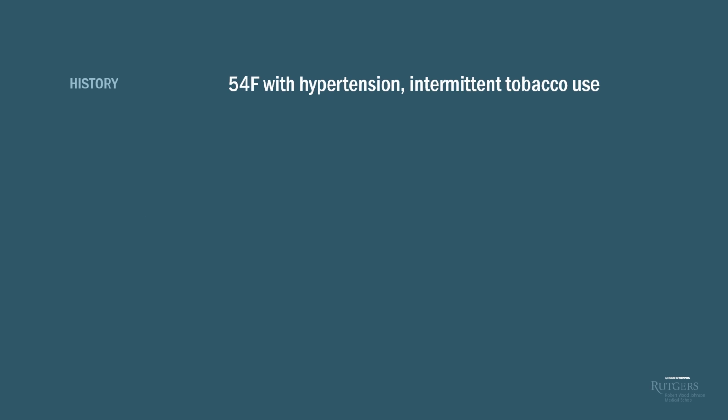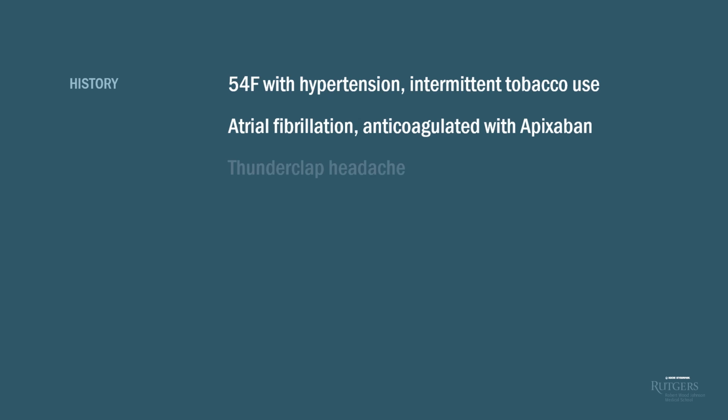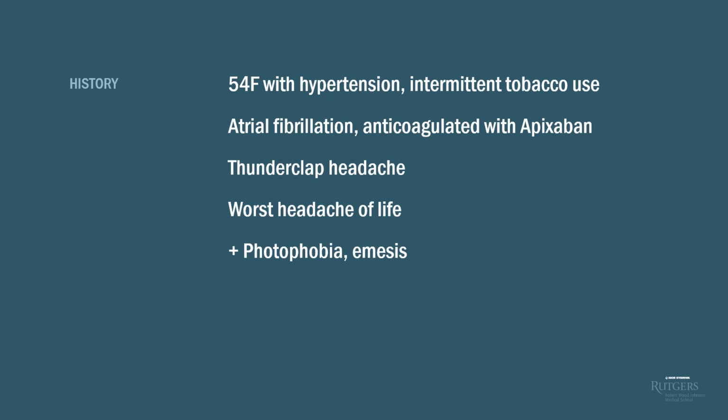Our patient is a 54-year-old female with history of hypertension and intermittent tobacco use, but also atrial fibrillation for which she has been anticoagulated with a factor X inhibitor, apixaban. She comes to the emergency department with a sudden debilitating headache, a thunderclap headache. She describes it as the worst pain she's ever felt in her life. She admits to photophobia and one episode of emesis before arriving to the emergency department. She denies any family history of aneurysms or recent trauma.